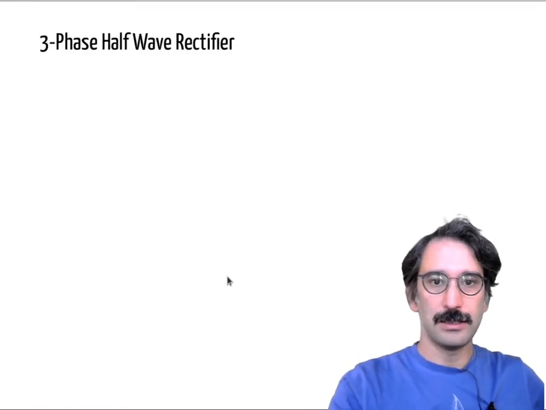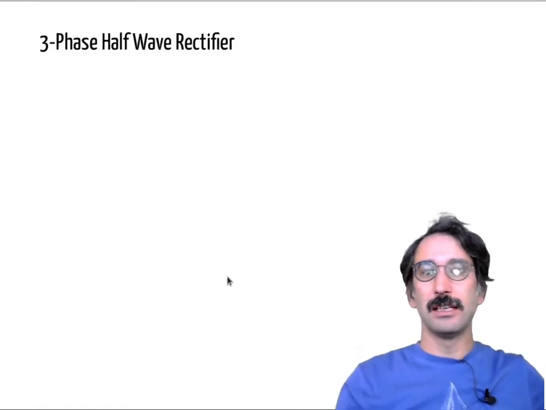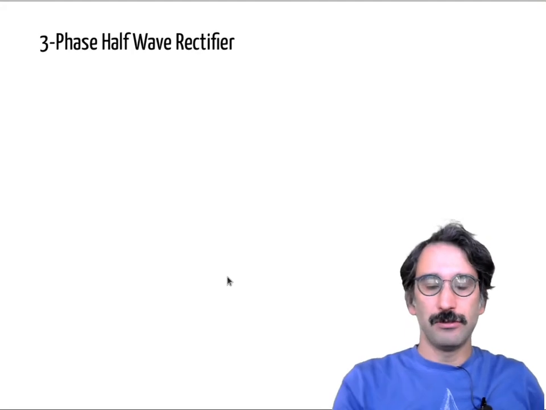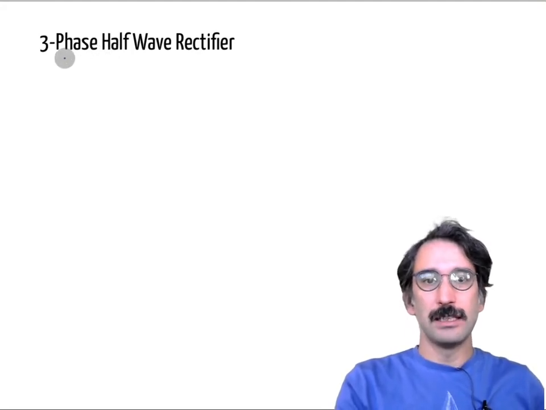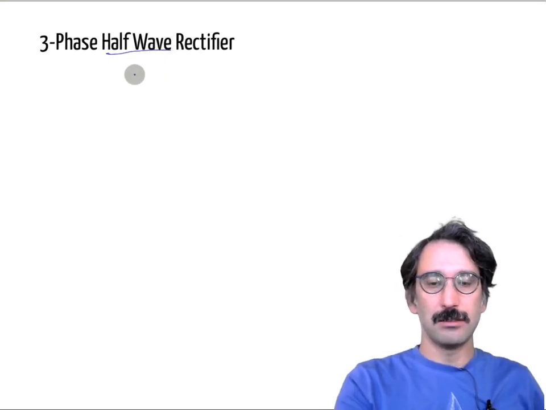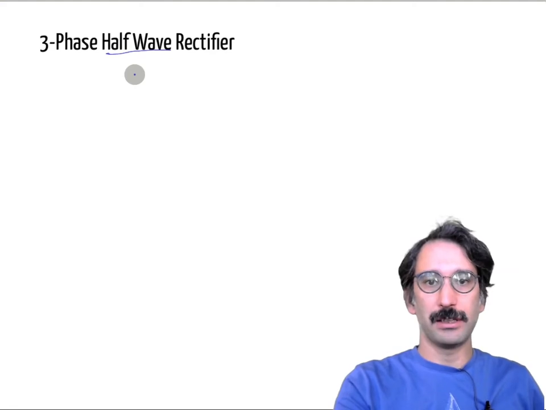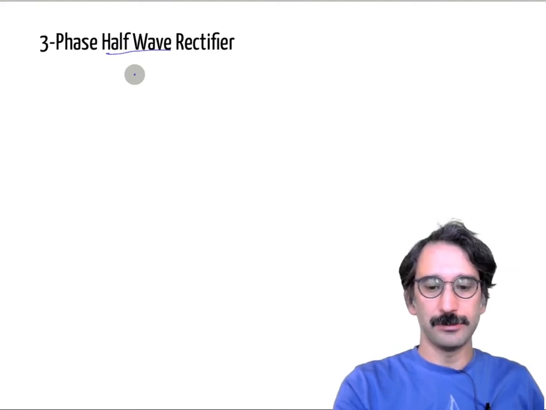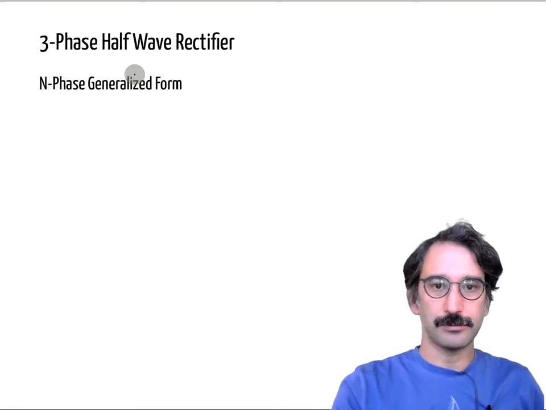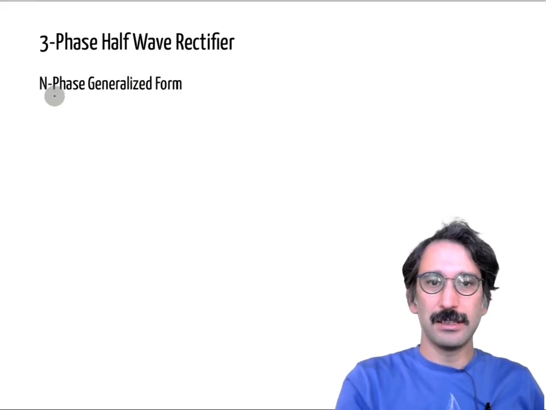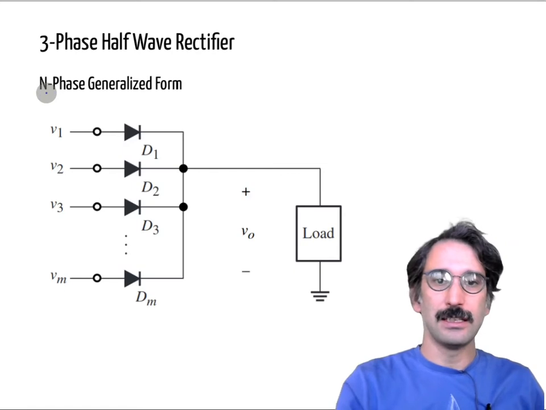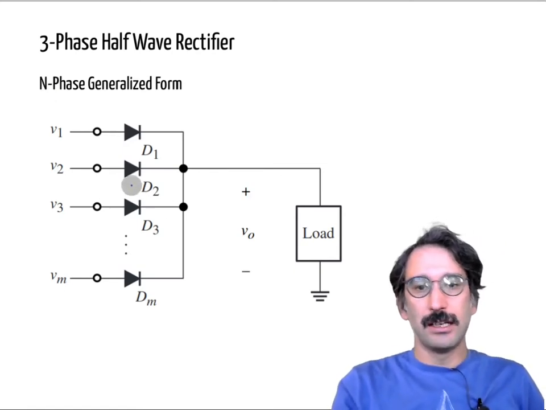So let's start using a simple example. The first topology that we will look at is the three-phase half-wave rectifier. Okay, we will go through the full-wave rectifier, but let's look at the circuit of a half-wave rectifier. In the half-wave rectifier, it doesn't have to be three-phase. It can be any number of phases, and here you see a representation.